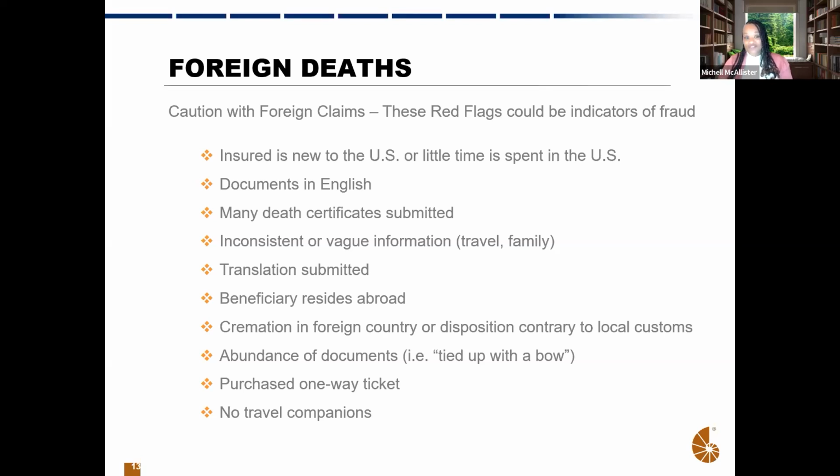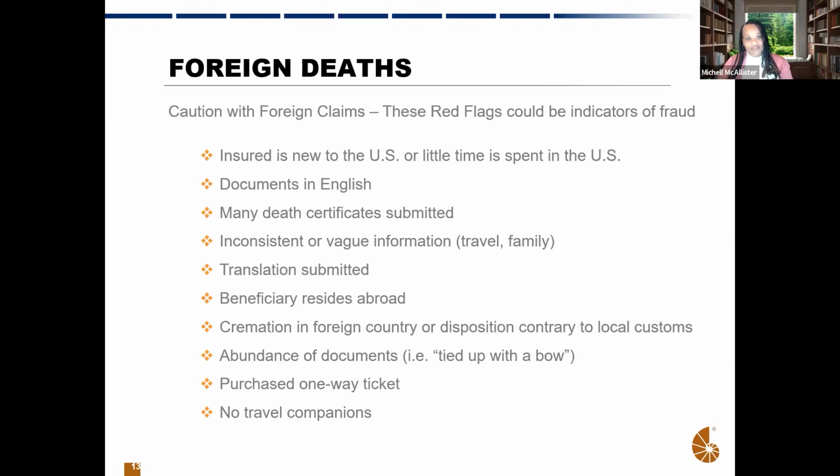Is the insured new to the U.S. or did they spend little to no time in the U.S.? Recently, we saw a claim where the insured came to the U.S., filled out the policy application the day after, and left 2 days later. Definitely was not a citizen or a permanent resident of the U.S. and didn't even bother to stay long. This information was disclosed on the foreign death questionnaire. So that was a really big red flag.